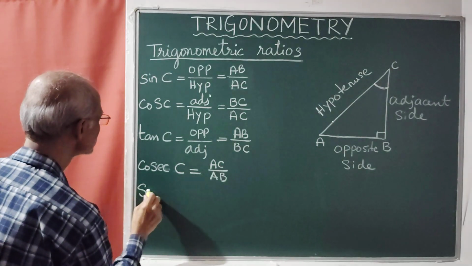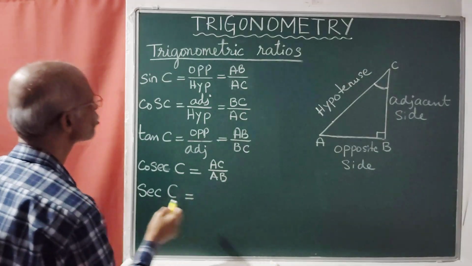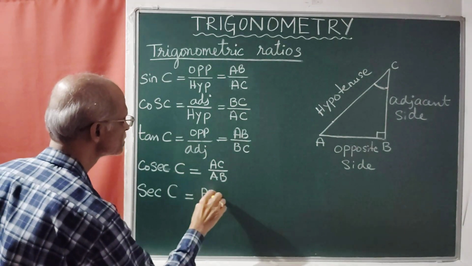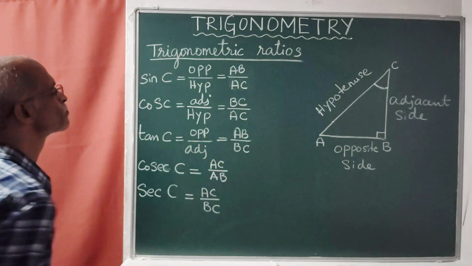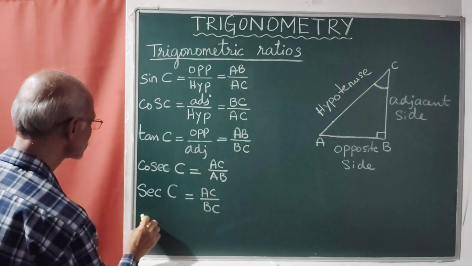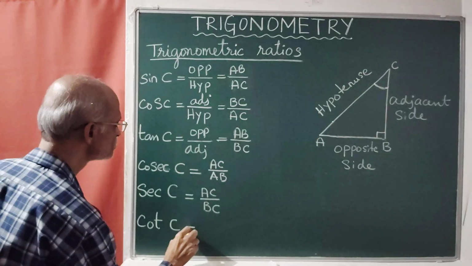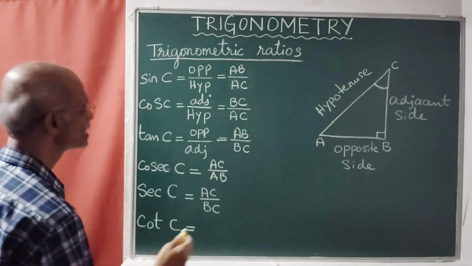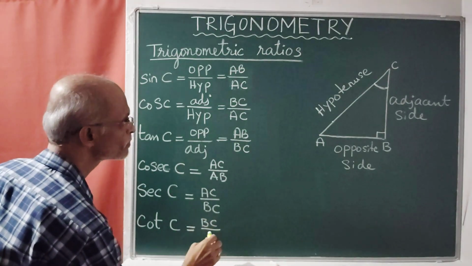Sec C. Sec of angle C is the reciprocal of cos C. So it will be AC by BC. Cot C is the reciprocal of tan C, BC by AB.